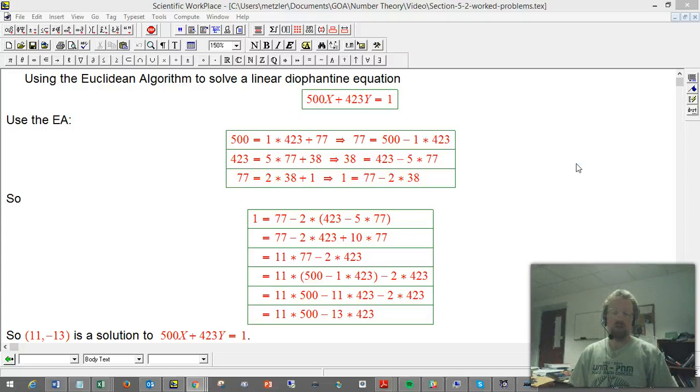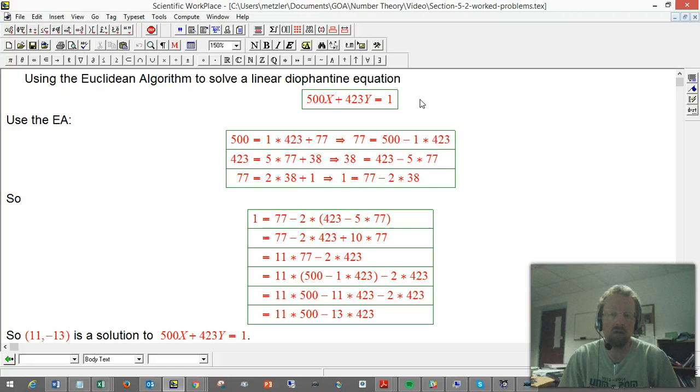So let's do an explicit example of using the Euclidean algorithm to solve a linear Diophantine equation. We'll start with the equation 500x plus 423y equals 1. Now, one thing we might wonder about is, does this even have a solution? Because maybe 500 and 423 aren't relatively prime to each other. Not too hard to see that they are relatively prime in this case, but in general, it's a little tricky.